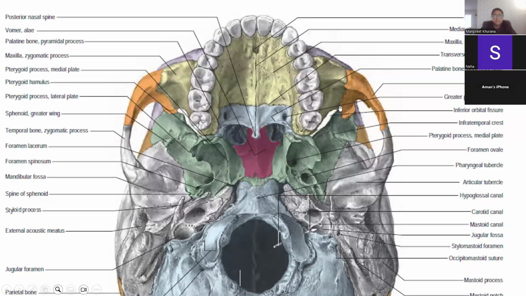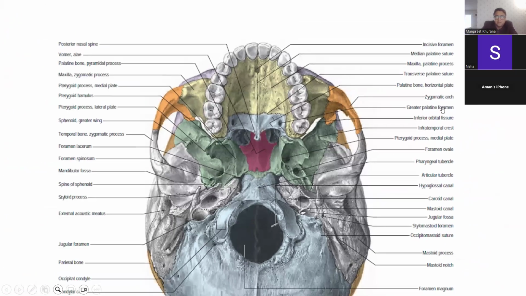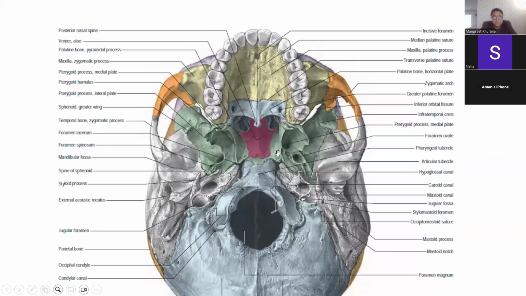Okay, so we have done this incisive foramen, middle palatal suture, infratemporal crest, pterygoid plates. So these are the pterygoid processes, the medial plate and the lateral plate. Okay, now let's see the other structures.